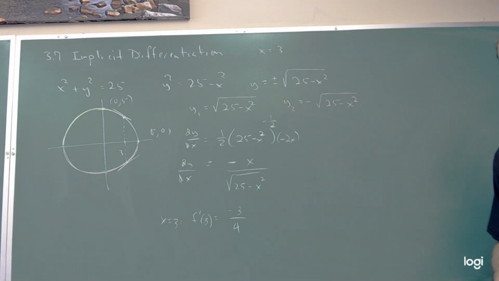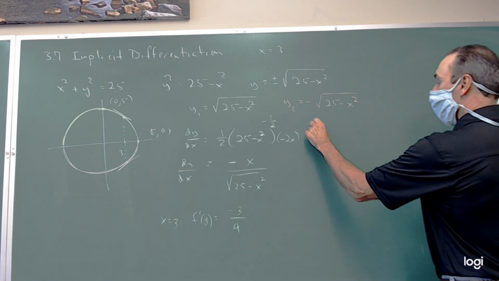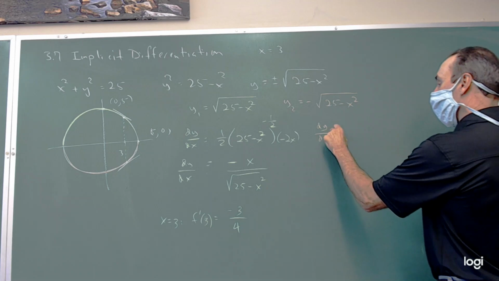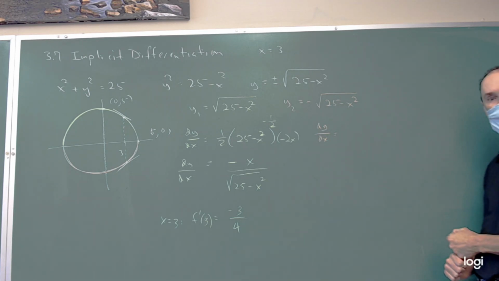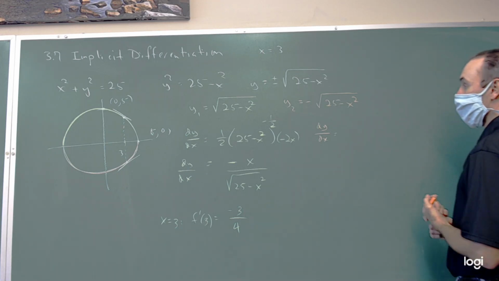Okay? Now I'll come back and do the orange one. So on this one, the dy dx, it's again chain rule, almost the same thing, except we have that extra negative in front. So that's going to look like what?